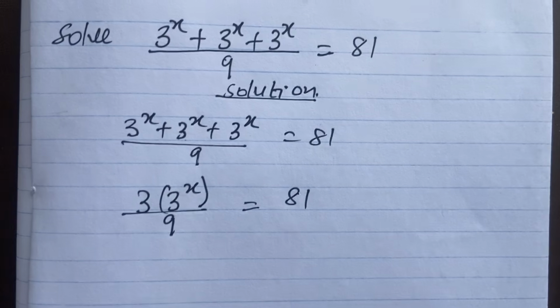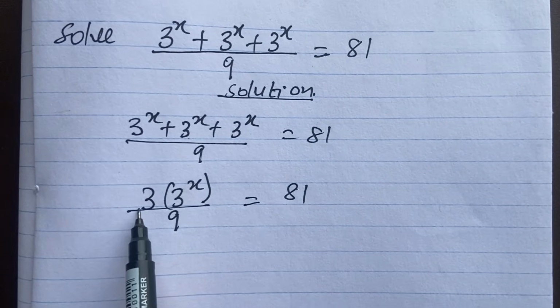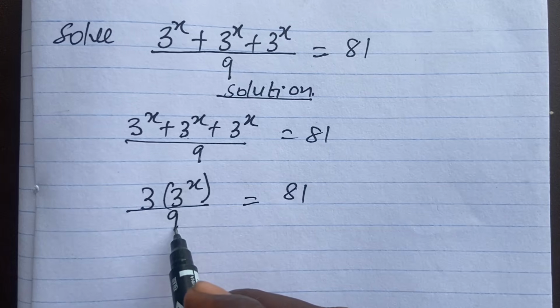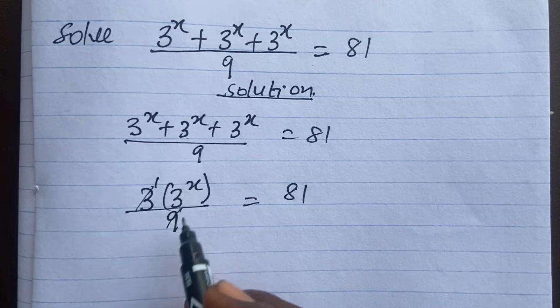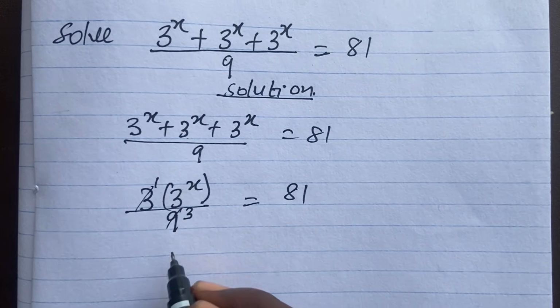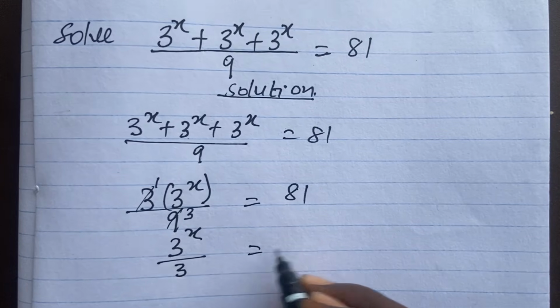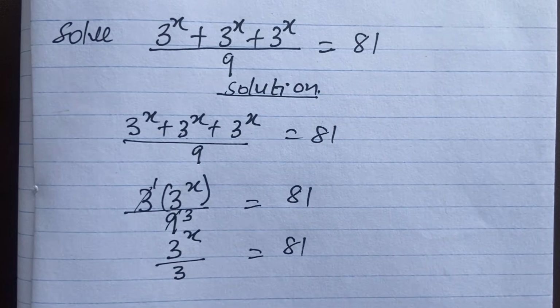From here, 3 can go into 9. So this 3 will cancel this one, leaving 3 here. What is left? 3 to the power x all on 3 is equal to 81.